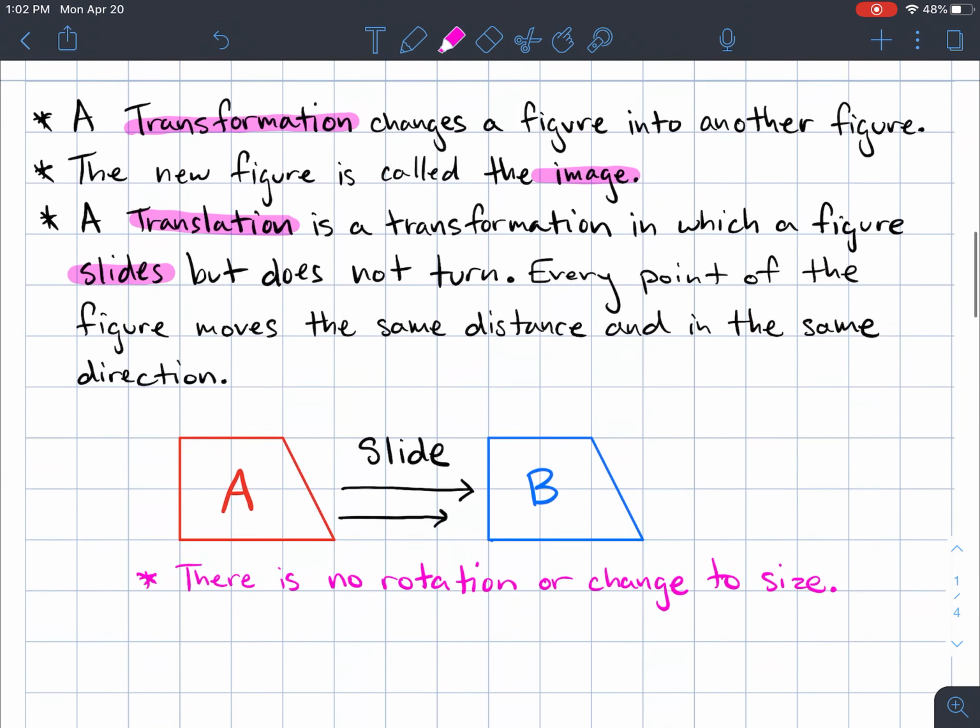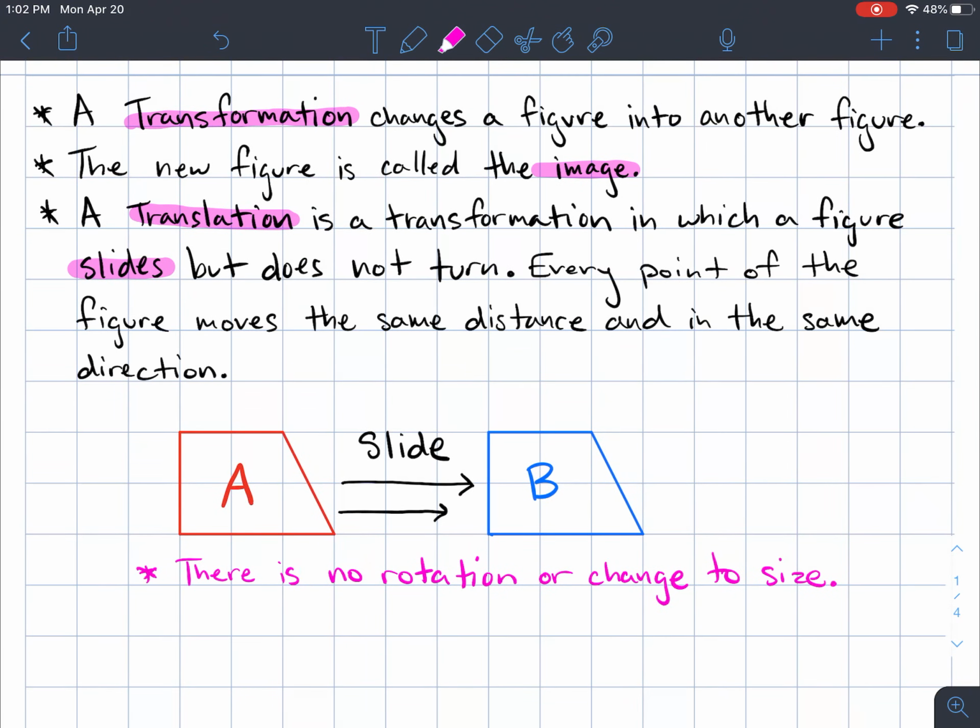Moving on. A transformation changes a figure into another figure. The new figure is called the image. So you move it from one place to another. That second place, that end product, is called the image. The image is where you finish, where you end up.